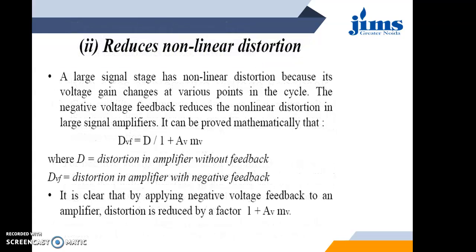After that, the second parameter is reduction in non-linear distortion. First of all, what is non-linear distortion? It occurs when the device, which is the transistor, works in its non-linear region, and that non-linear region is the cutoff region. It occurs when the operating point of the device is close to the cutoff region. This is the case with large signal amplifiers or power amplifiers. In power amplifiers or large signal amplifiers, we observe a non-linear distortion in the form of amplitude. The distortion is also nothing but a voltage, and this distortion is reduced in a negative feedback amplifier.